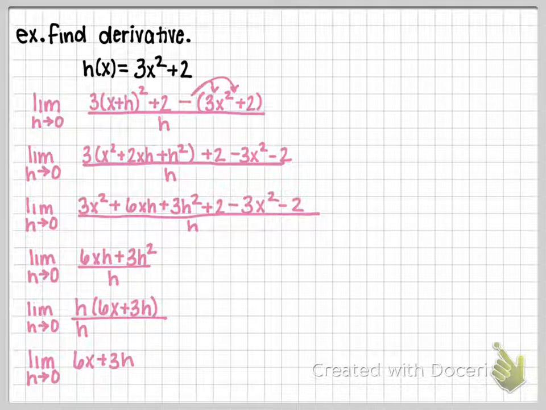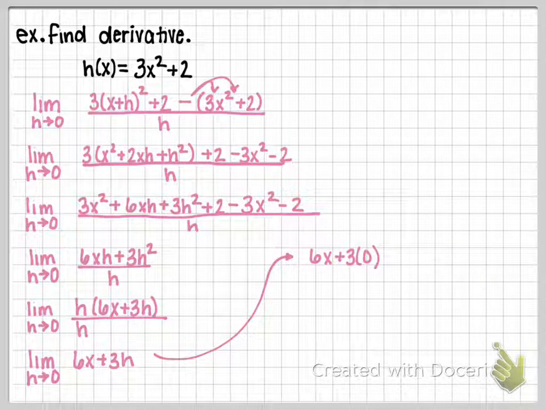So remember what we learned. To find the limit, I can just go ahead and plug 0 in for h. So I have 6x plus 3 times 0. Well, 3 times 0 is 0. 6x plus 0 is just 6x. So that will be my derivative.